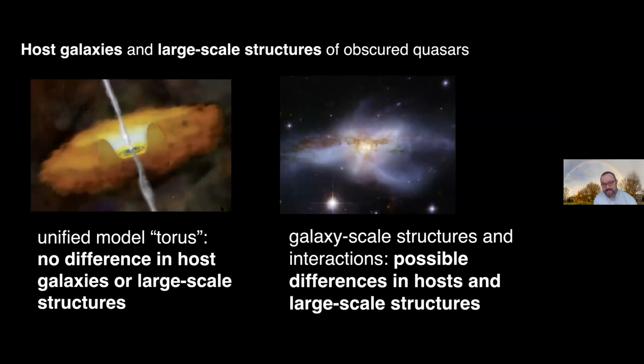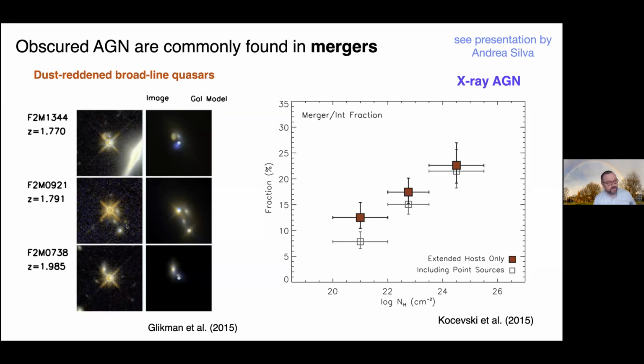And so one interesting question is to ask, okay, well, can we tell those things apart? And one way to do that is to look at galaxy scales and larger scales for the obscured and unobscured systems. And so if you have a torus, it's just orientation. In the simplest picture, there really should be no difference in the host galaxies and large scale structures. But if you have some sort of galaxy scale or evolutionary process, then it's possible that hosts of obscured sources will look different than unobscured ones. And so people have looked at this in a number of different ways. One is looking at mergers.